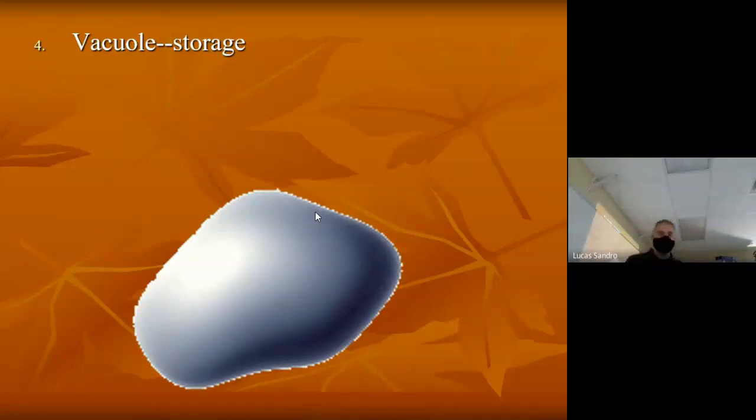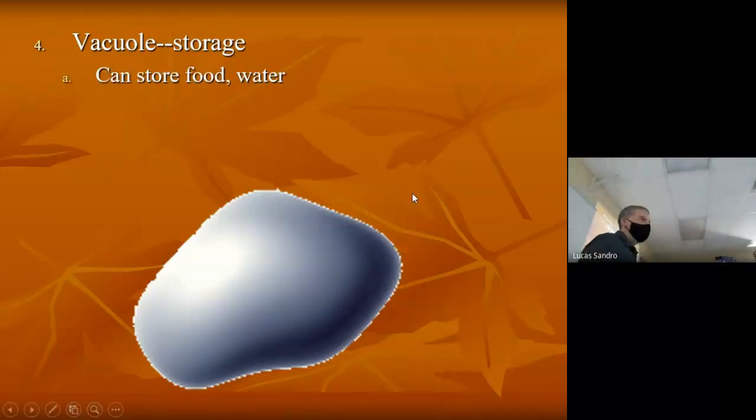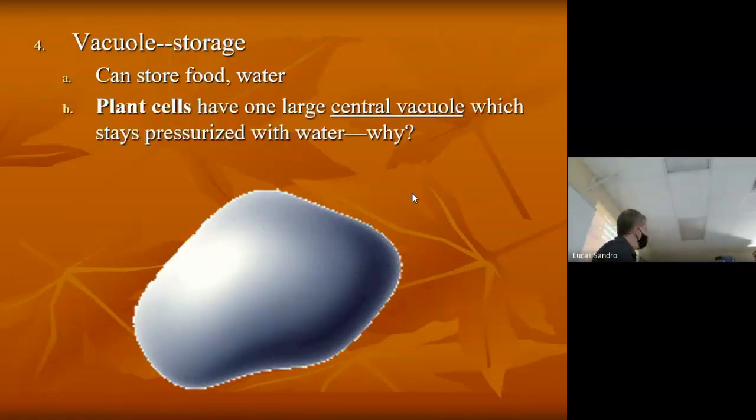That's the first thing. Vacuoles are basically just storage compartments. They can store food, water, any other materials. And that's all there is to the vacuole, except, side note, that plant cells tend to have a big, huge central version of a vacuole filled with pressurized water, especially in the stems of plants. Stems and stalks.